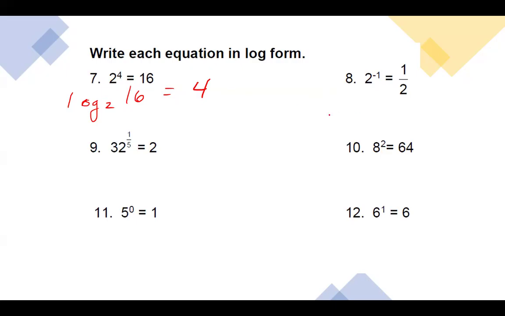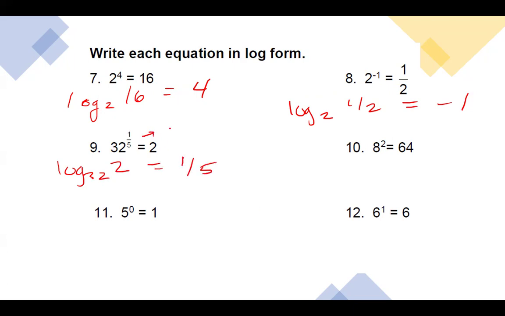So for 7, that's what you should have had. For 8, what should we have had? Log base 2 of 1/2 equals -1. On 9, yes, your base is 32. Log base 32 of 2 equals 1/5.